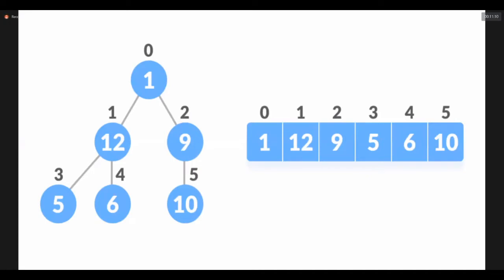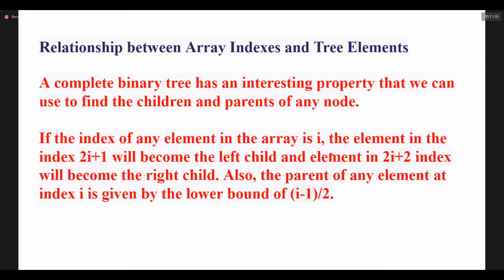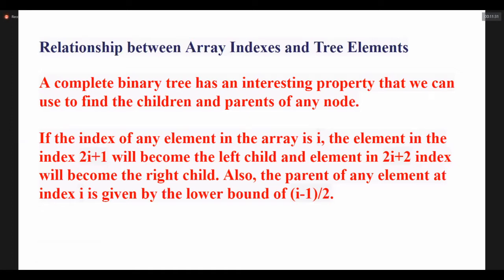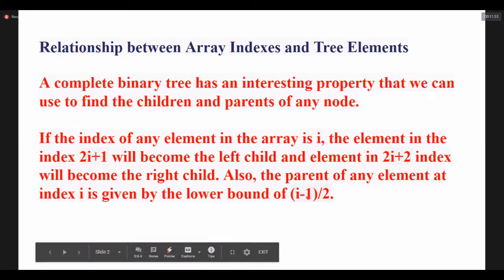Here we see going from root to children. We can also go from child to root. In child to root, the parent of any element at index i is given by the floor of (i minus 1) by 2. The parent of any node is found with (i minus 1) by 2.